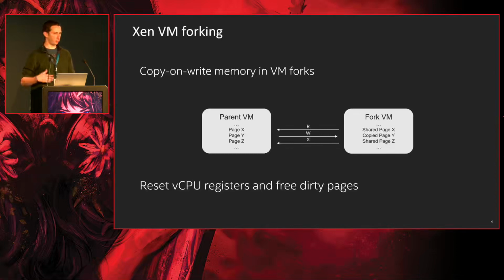This means that you can create forks extremely fast, and it also means that you can reset these forks extremely fast. The only thing you need to do is throw away the pages that got dirty and reset the VCPU registers. So this obviously makes it a pretty solid base for fuzzing.